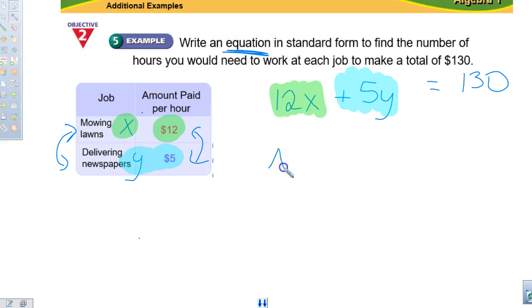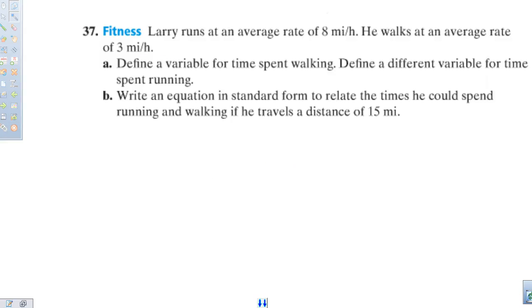So we just want to make sure, does this say AX at the beginning? Does it say plus BY? Does it say equals C? Yep, so we're just writing an equation in standard form. All right, last example. I want to do letter A together, just so that way we use the same variables. So Larry runs at an average speed of 8 miles per hour. He walks at an average speed of 3 miles per hour.